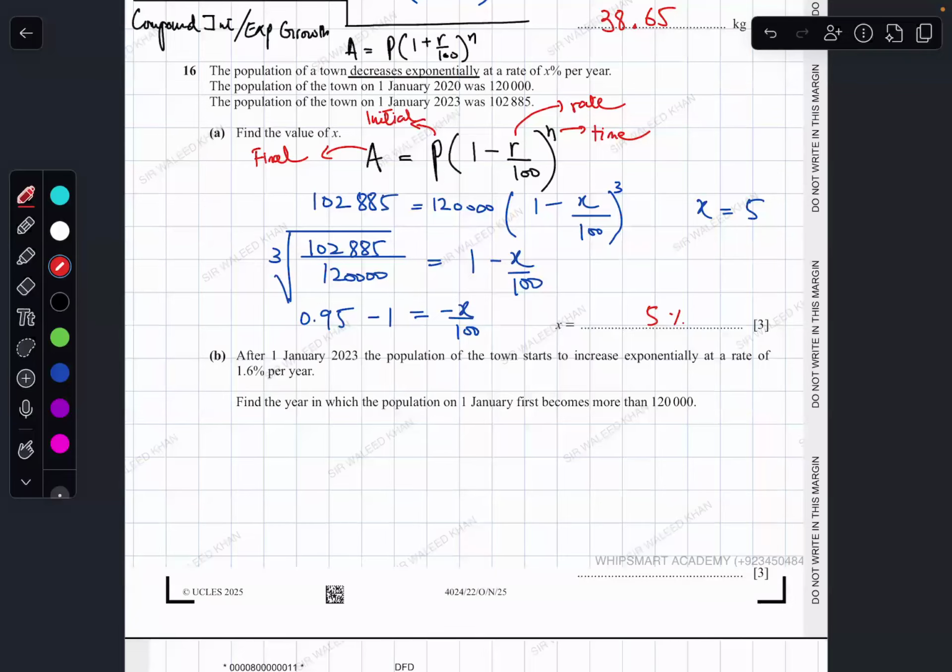After 1st January 2023, the population of the town starts to increase exponentially. See, that was a decrease. Now it's starting to increase after 2023. So underline this, 1st January 2023. And do keep in mind what is the value on 1st January 2023. So the population on 1st January was 102,885. They are saying that after that, the population of the town starts to increase exponentially at a rate of 1.6 percent per year. Find the year in which the population on 1st January becomes more than 120,000. So basically, they are asking you about complete years when the final value exceeds this. Right now, what is the final value, Heba?